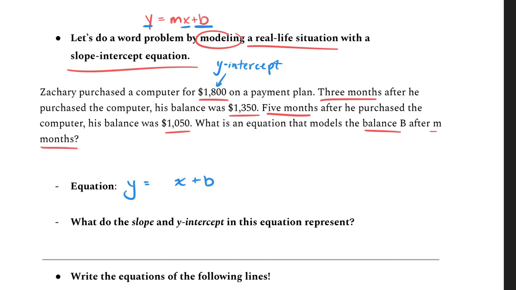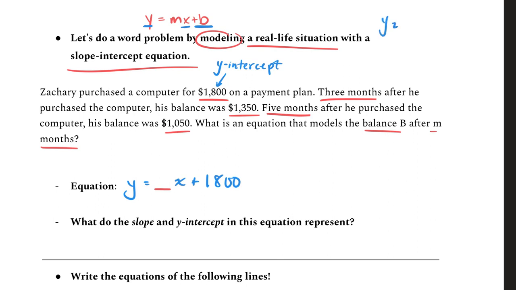Whoops, let me erase this. Plus $1,800. Okay, so what is missing from this equation that we need to find real quick? Well, we're missing our slope, right? And put a little blank right there. We don't know where our slope is, but we can use the slope formula to find that.